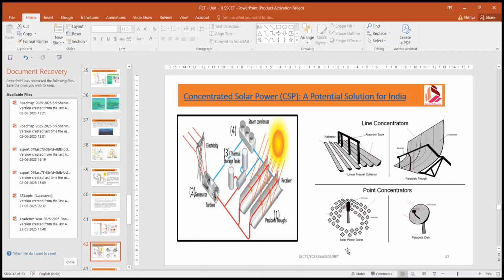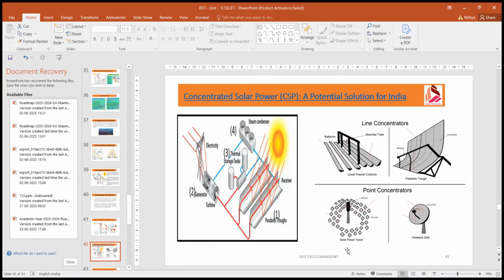There are different types of positions: a rectangular plate, a rounded plate, or an ellipse plate. These different categories are incorporated in CSP systems. So line concentrated means lengthy glass plates, as indicated in the diagram.